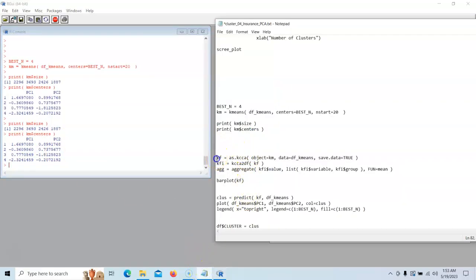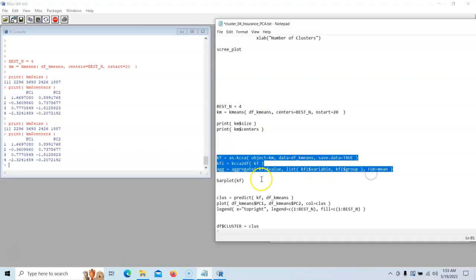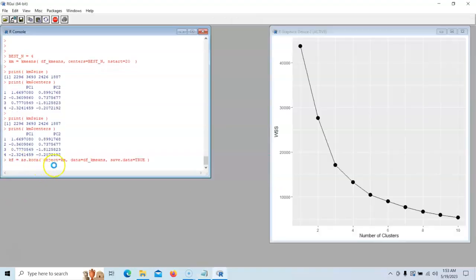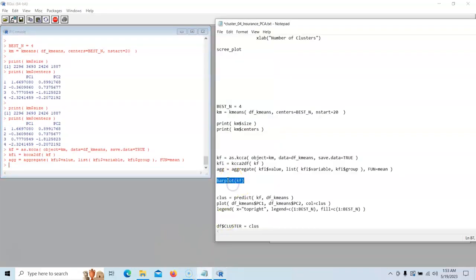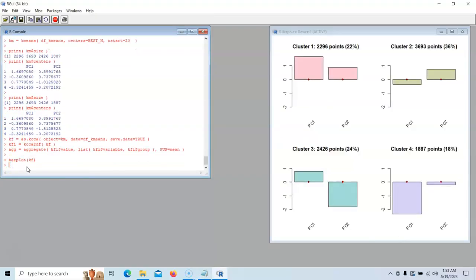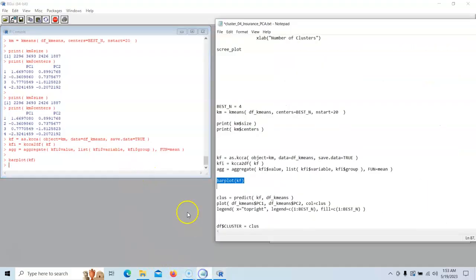And of course, we are going to convert them into flex class. And let's look at our bar plot. And there they have high values for principal component 1 and 2. This one's low, this one's medium. These really low, really low, positive. So I got 4 different clusters, and I can see that they seem to be very different from one another.